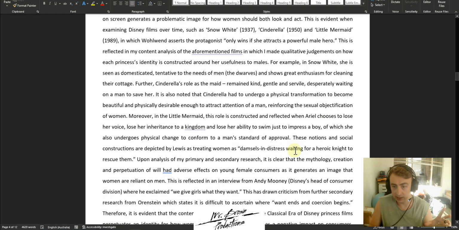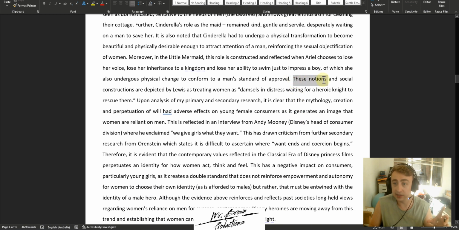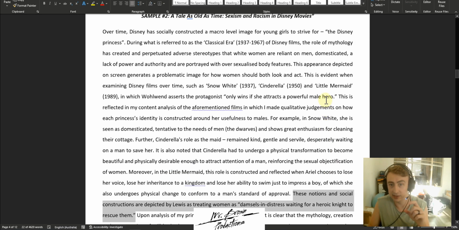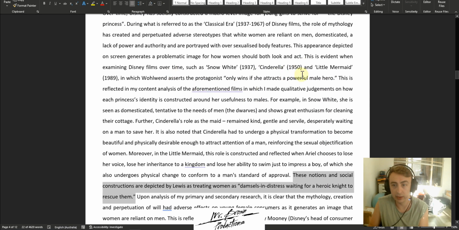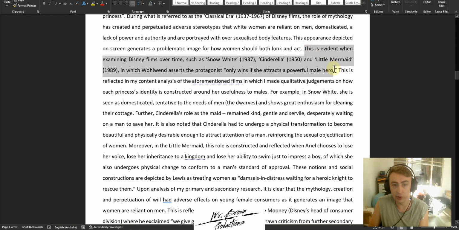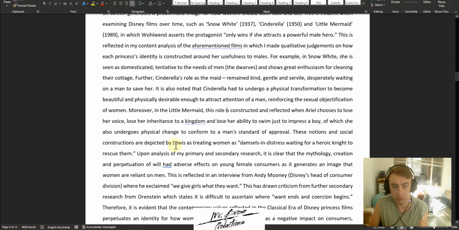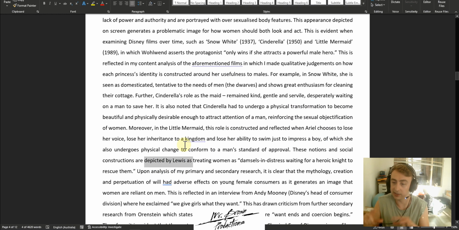What we then see in the next sentence is these notions and social constructions are depicted by Lewis as treating women as damsels in distress, waiting for a heroic knight to rescue them. So here we've got our third point. This is our third bit of the triangulation happening. Okay, so we started off with secondary research from Walwyn. We then moved to primary research of a content analysis, and then we did some more secondary research here. So we can see a clear triangulation of research and synthesis has happened here.